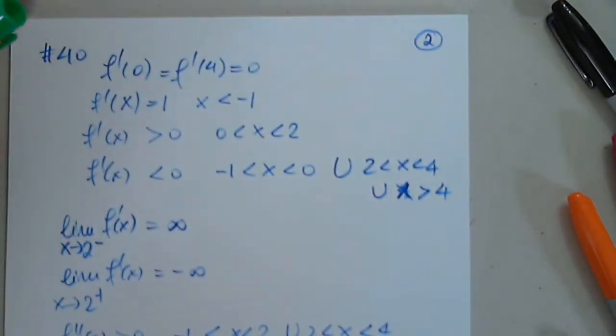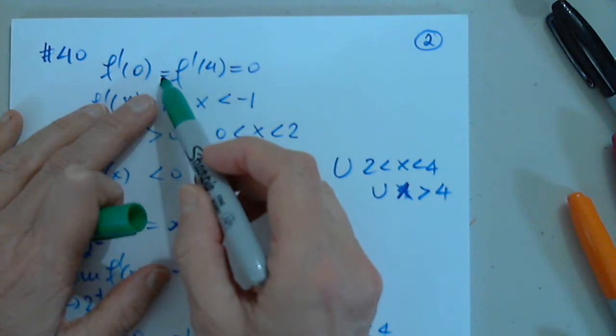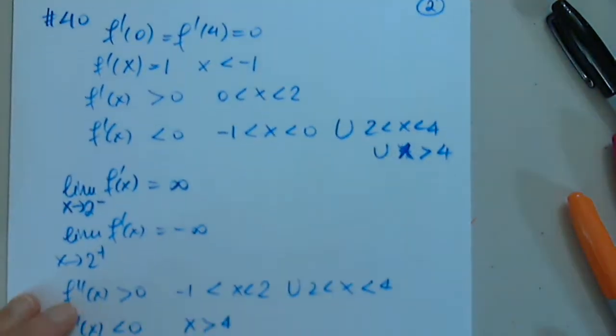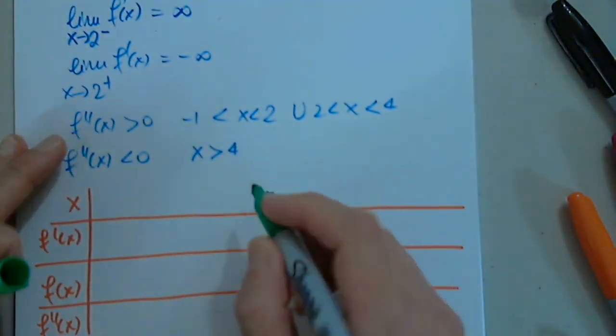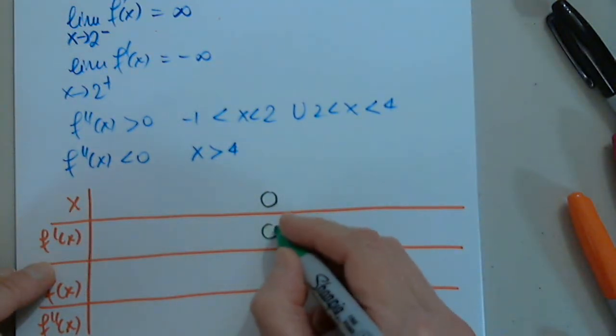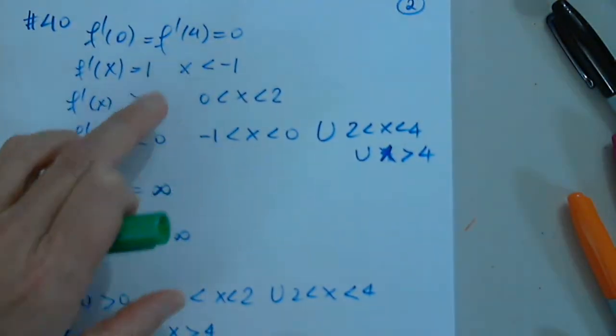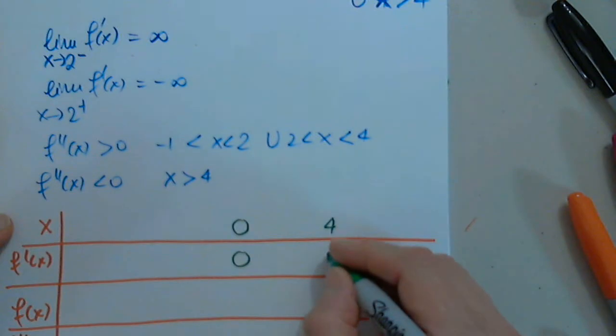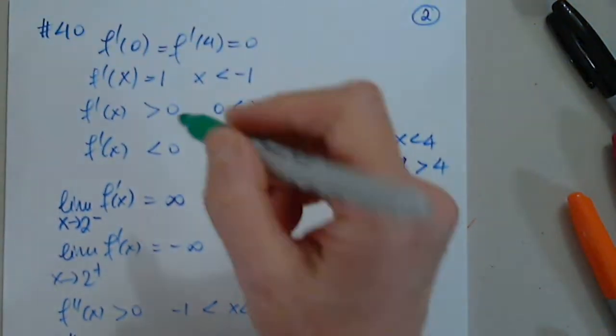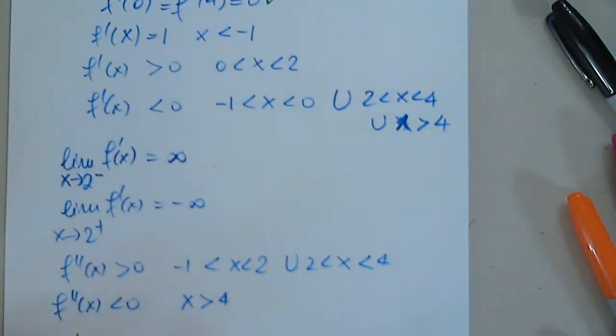Okay. So f prime of 0 is 0. So at 0, f prime is 0. Also at 4 it is 0. So this is taken care of. I don't have to cross it out.